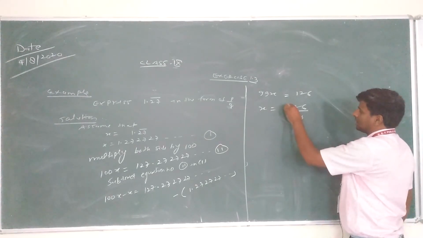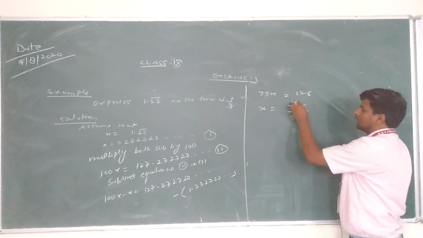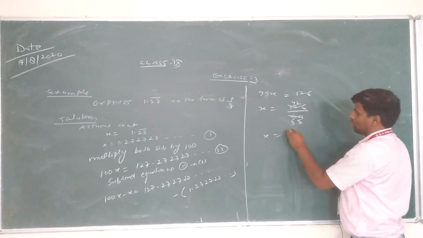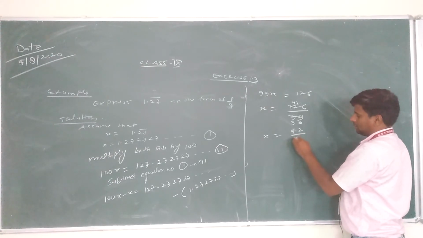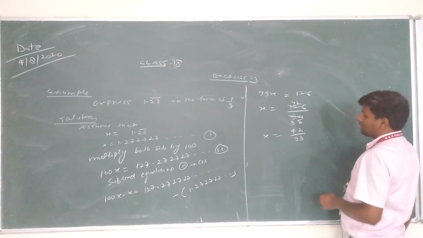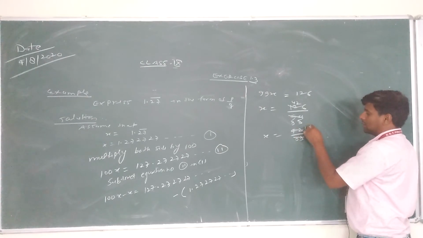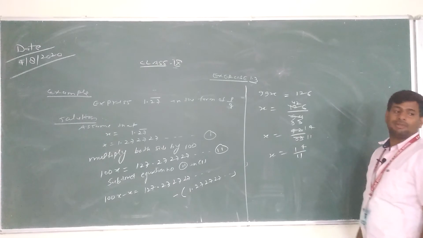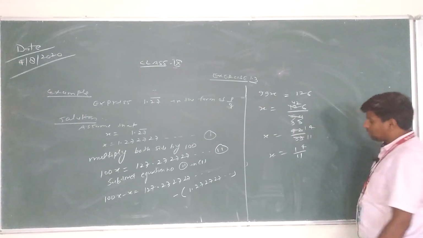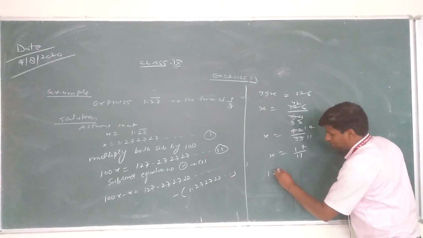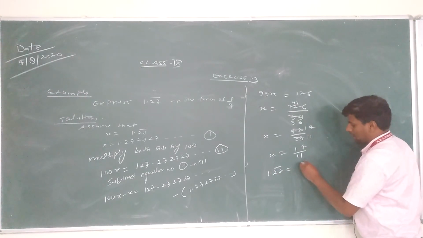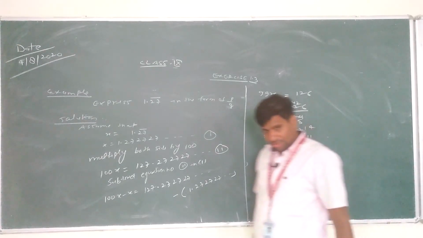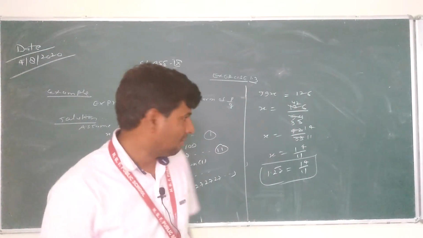Both can be divisible by 3. 3 times 4 is 12, 3 times 2 is 6, 3 times 3 is 9, 3. So x equals 42 by 33. Again both are divisible by 3: 11, 3, 14. So x equals 14 by 11. Initially we assumed x is 1.2727, so it is 14 by 11. Any problem? That's clear? Okay.